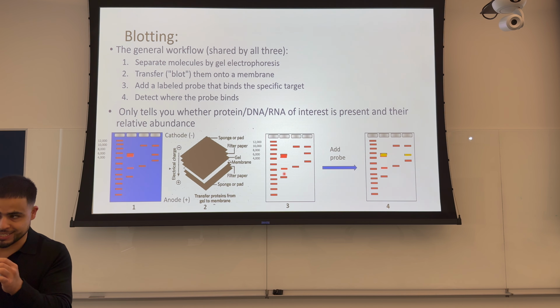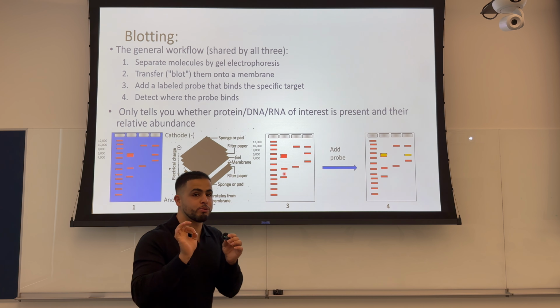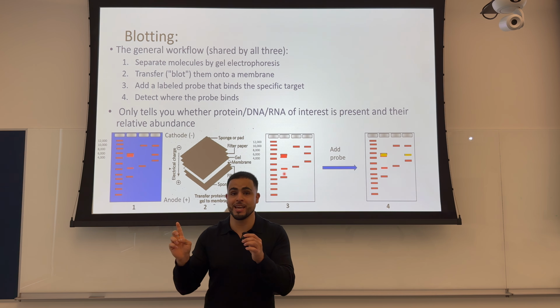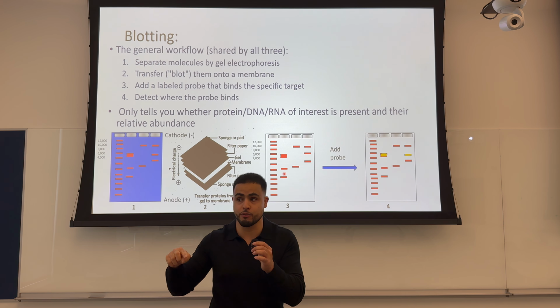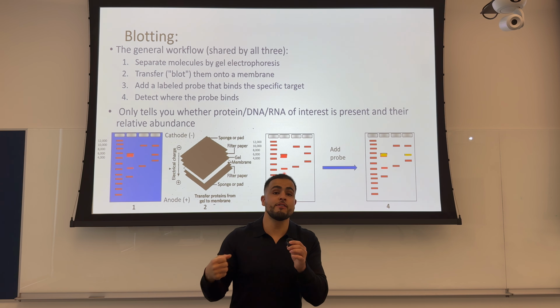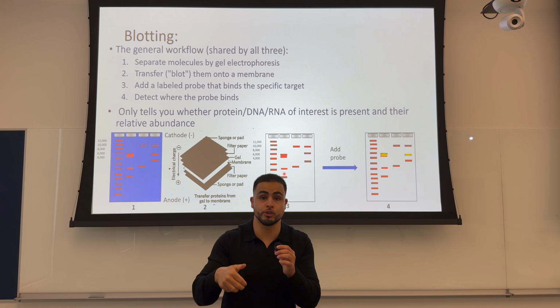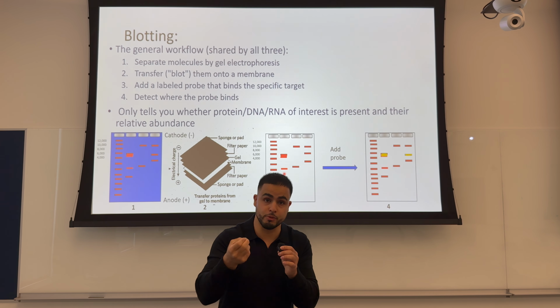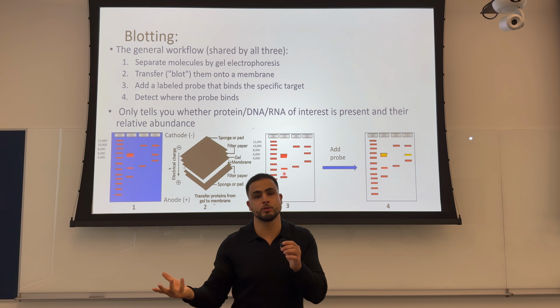So what you do next is you want to add a labeled probe, and we'll see what this probe is exactly in the different cases and the different blotting techniques. But essentially the probe is going to light up so that if your protein of interest, your DNA fragment, your RNA fragment of interest is present, it will light up and you'll be able to detect it.